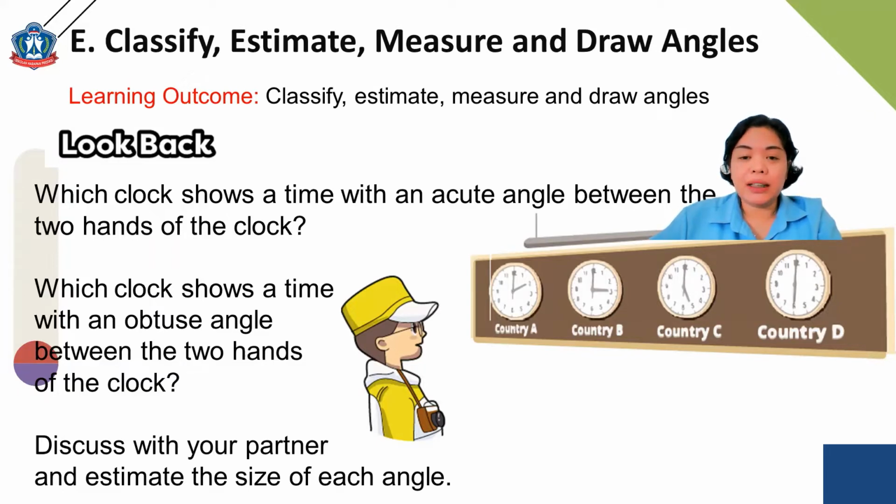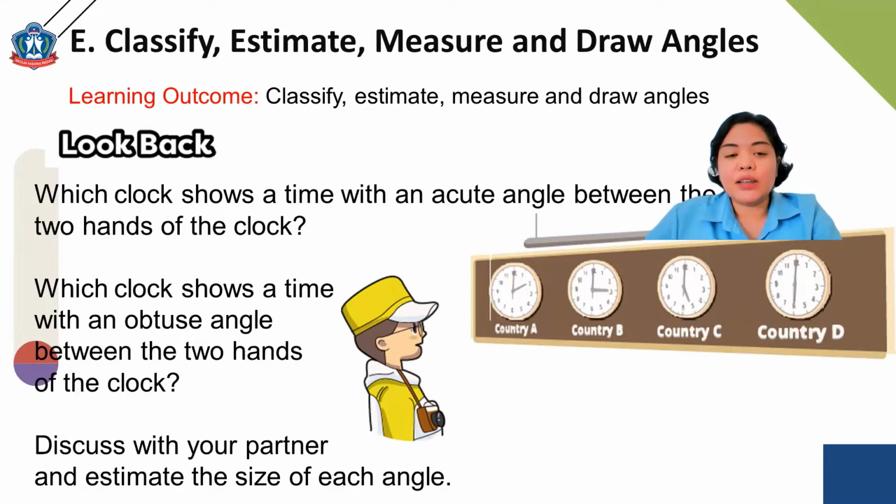Country B, the hands of the clock show a right angle. That's 3 o'clock, right? 3 o'clock shows a right angle. Country C is 5 o'clock. That kind of angle is what we call an obtuse angle. It's more than 90 degrees. How about country D, that is 6 o'clock? Yes, it shows a straight angle. An angle that shows a straight line is a straight angle and it measures 180 degrees.